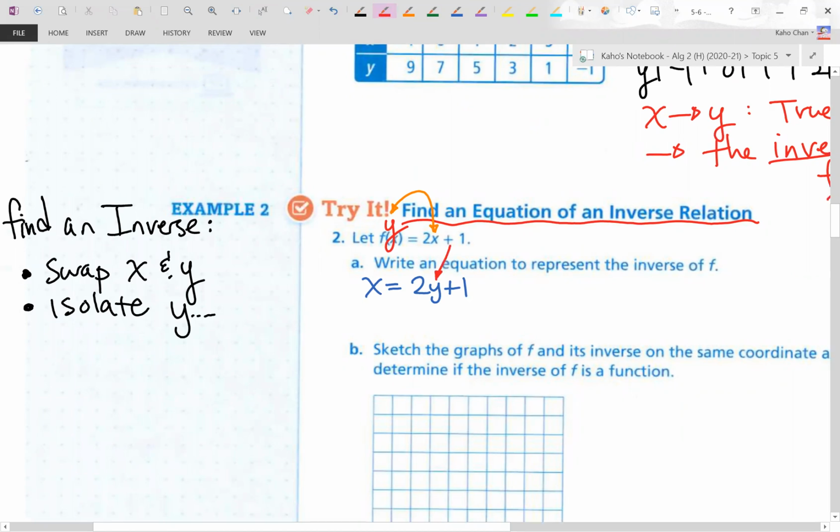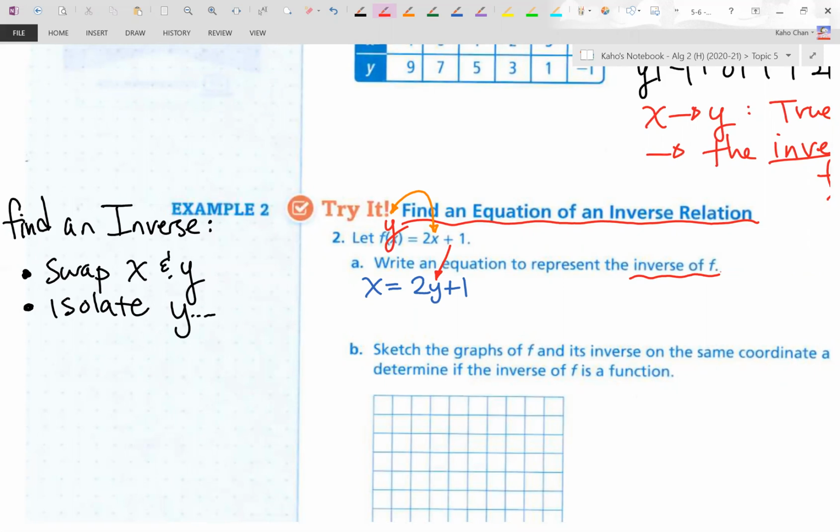Because they're asking us to write an equation to represent the inverse of f. All right, so step 1's already done. I switched the x and the y. I'm now going to move everything away from y. So I have a 2 in front of it, multiplication, and a plus 1.